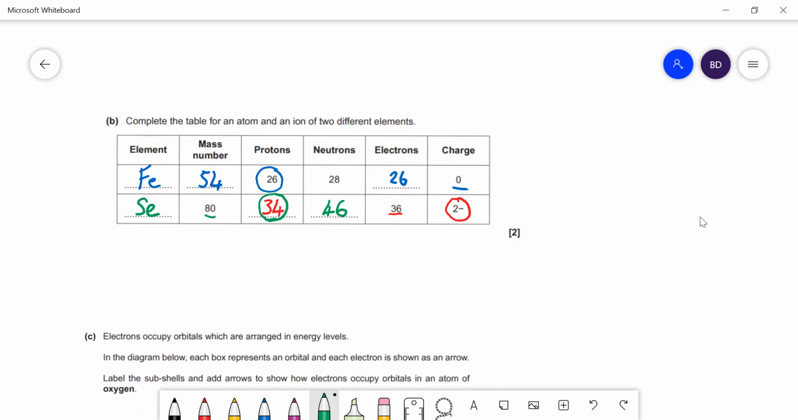Okay, one that you probably wouldn't know off the top of your head. I didn't. But it makes sense because selenium is actually in group 6, so it would tend to form 2- ions. It's below sulfur in group 6. Okay.